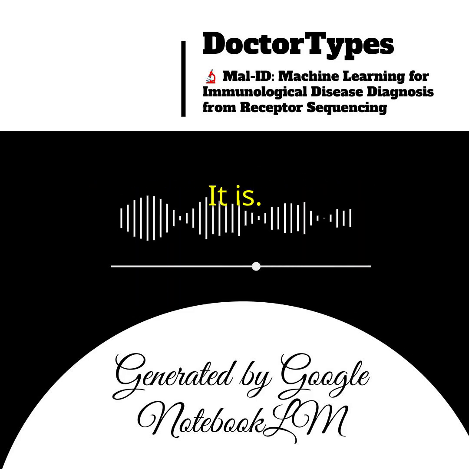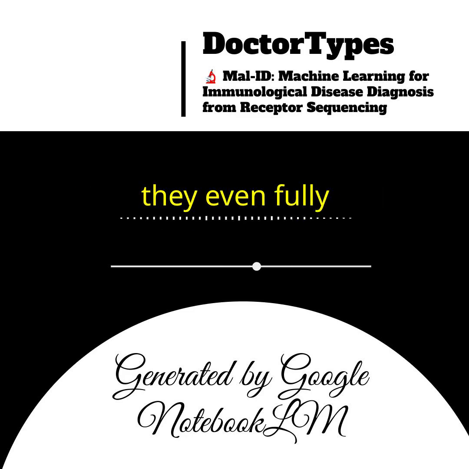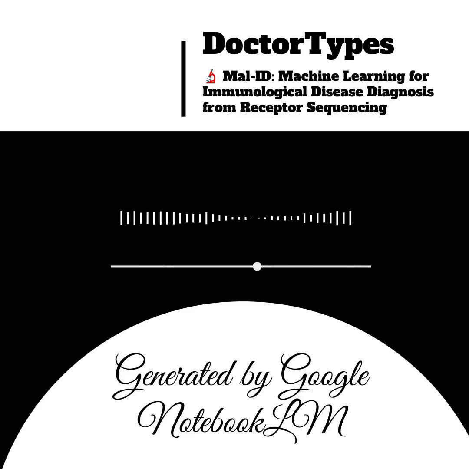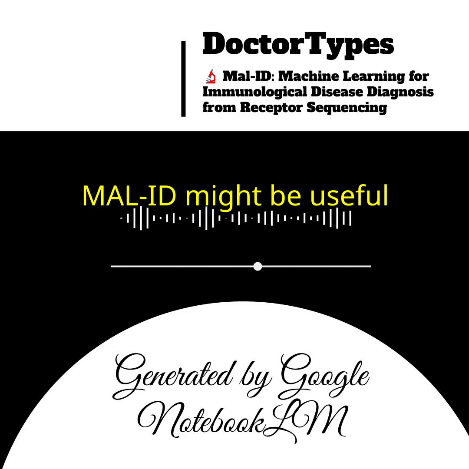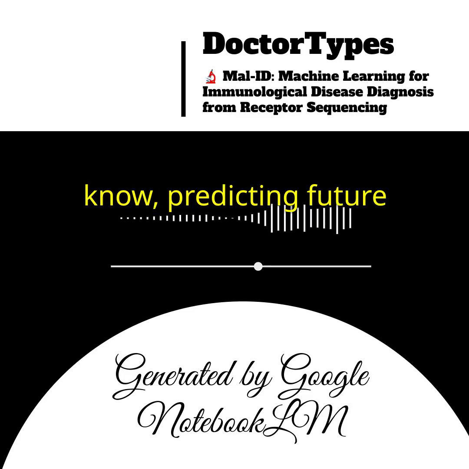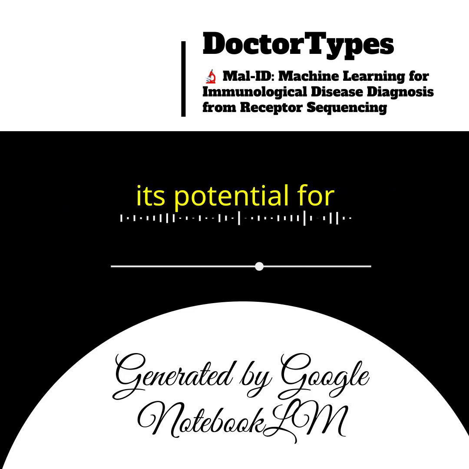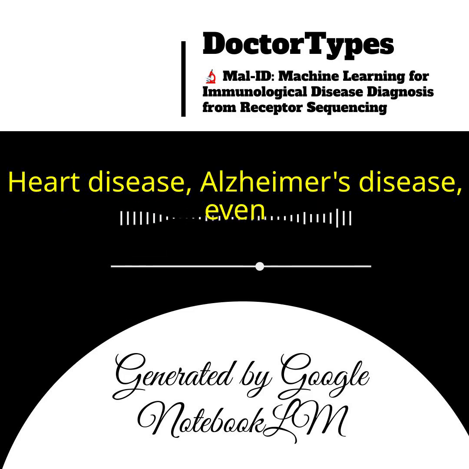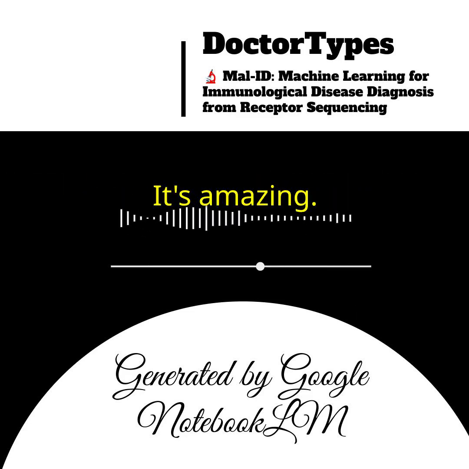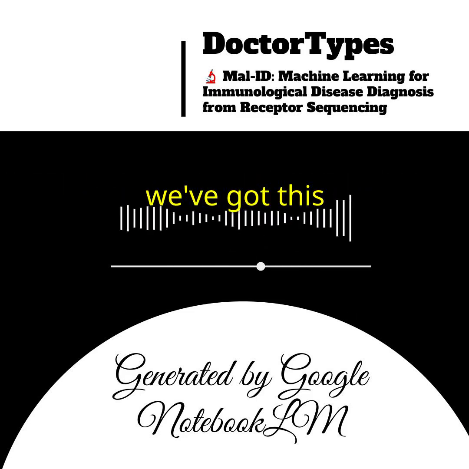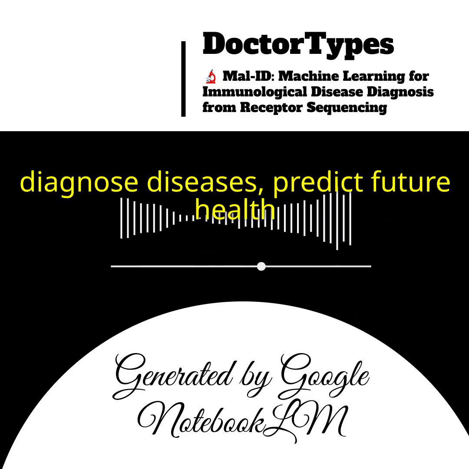Doctors could work with individuals to implement lifestyle changes. Diet, exercise, that sort of thing. Exactly. Things that could potentially delay or even prevent the onset of the disease. Wow, that's incredible. That's truly preventive medicine in action. It is. Catching diseases before they even fully develop. Are there other areas where MALID might be useful for predicting future health risks?